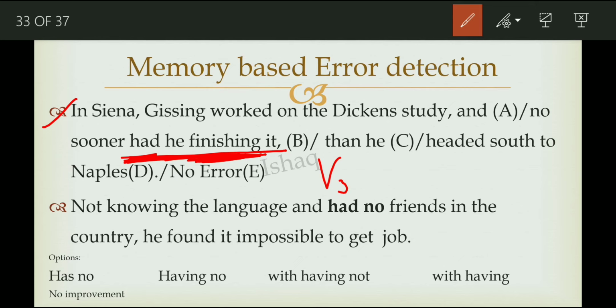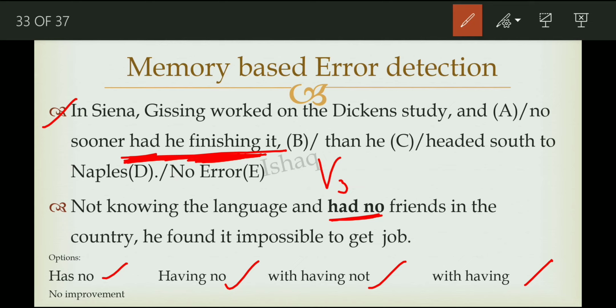The second question: "Not knowing the language and had no friends in the country, he found it impossible to get a job." This was the question asked, and had no was highlighted in bold, with options like has no, having no, with having not, and with having.